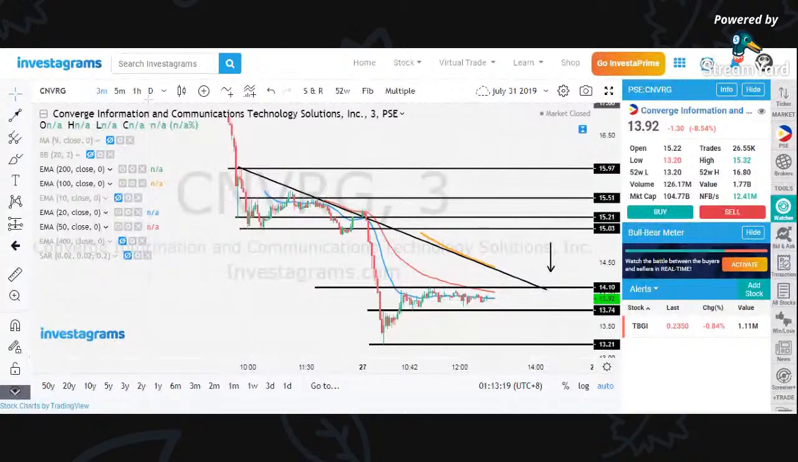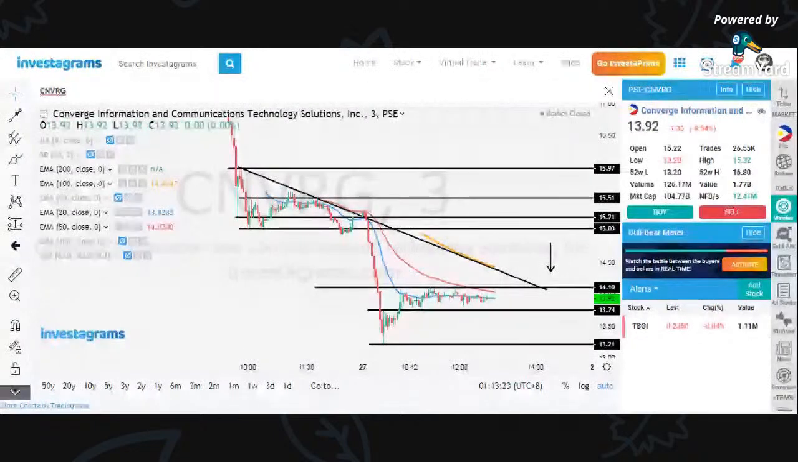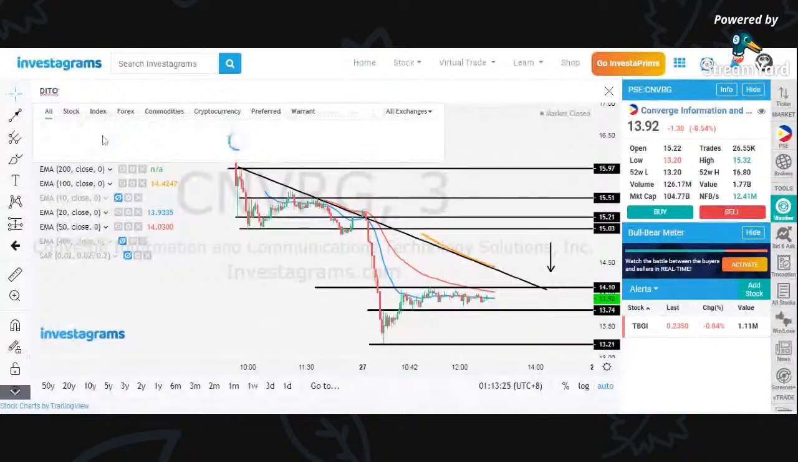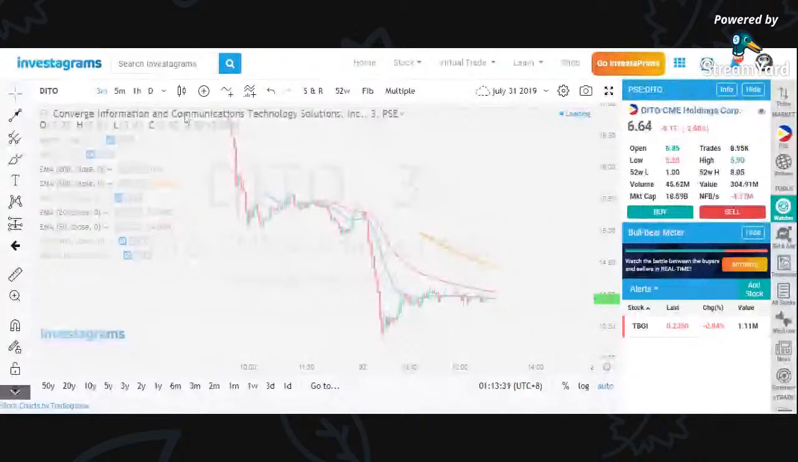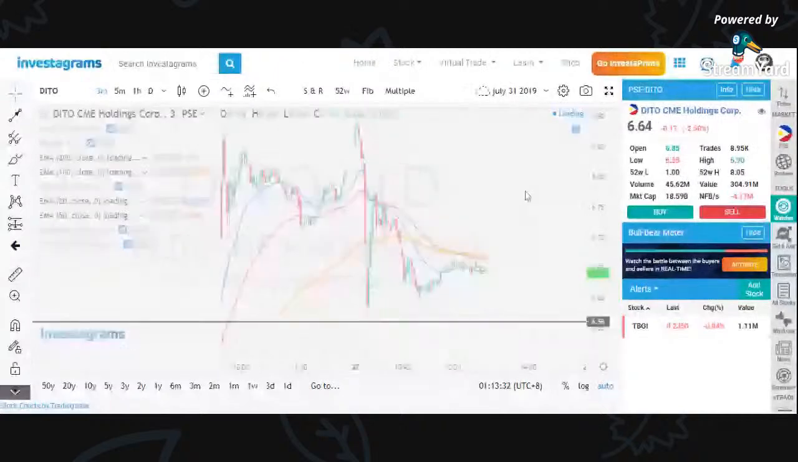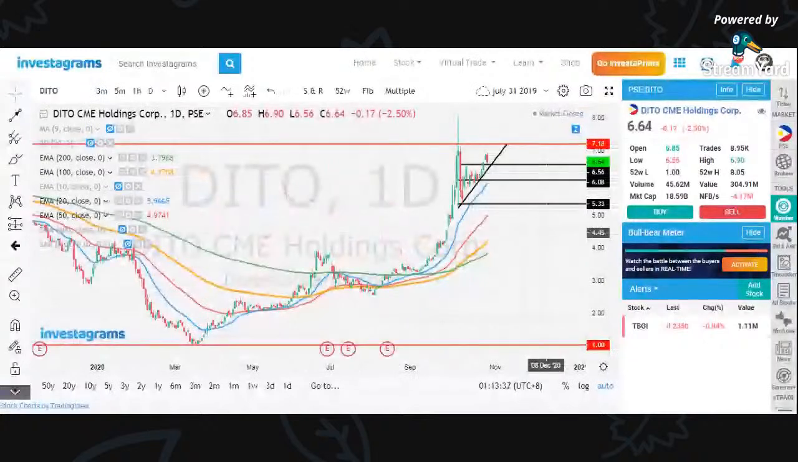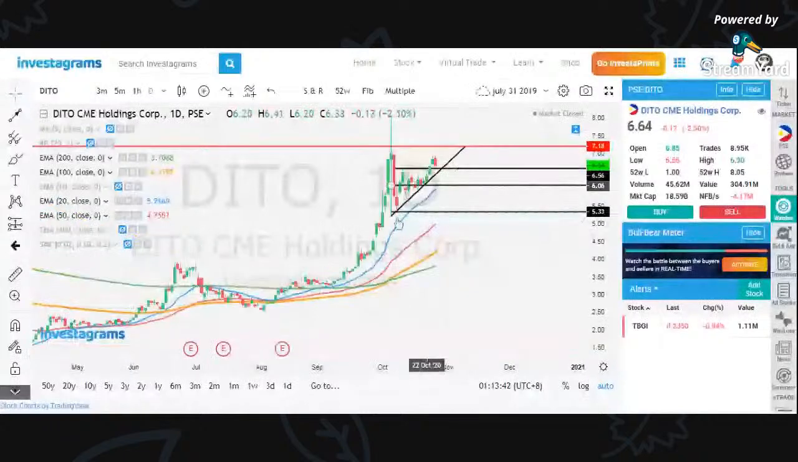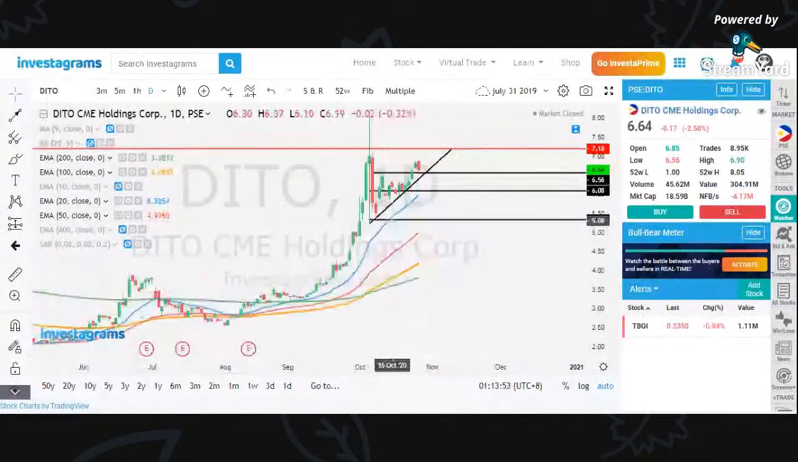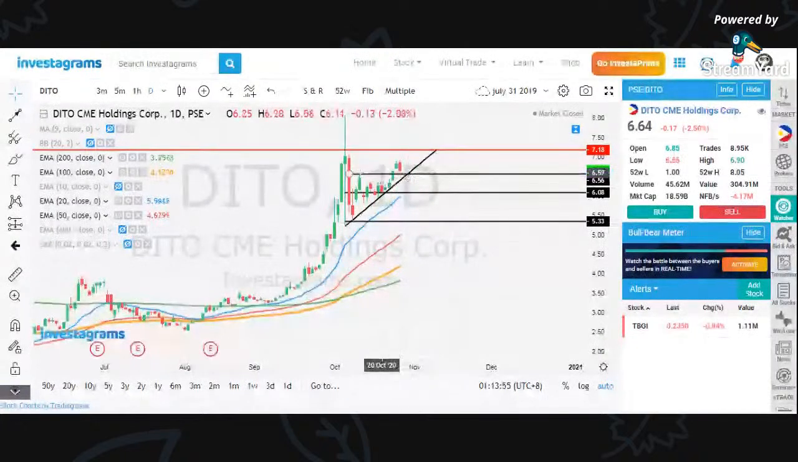Now, let's go to DITO. We will see DITO. We will go back to the daily chart. So, sa daily chart, kung lagyan natin ng incline support, i-connect natin yung mga lows. Ito po yung incline support ni DITO. And then, nandito rin siya sa may horizontal line. So, we will see kung mag-bounce si DITO diyan.